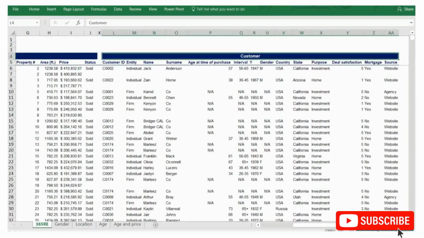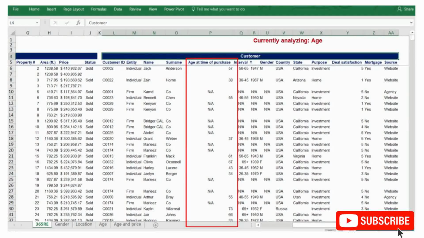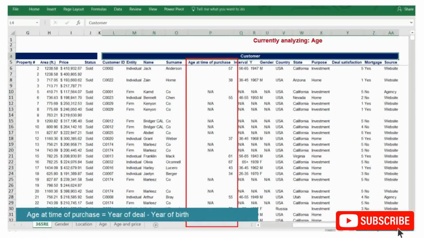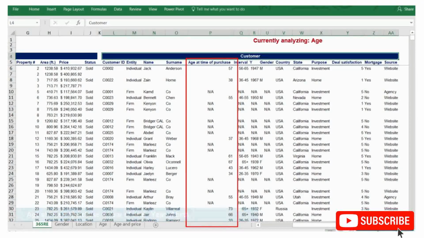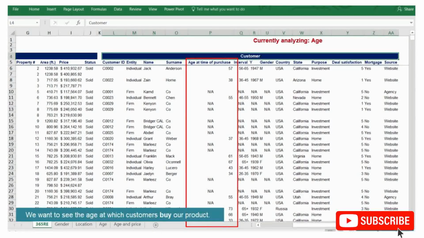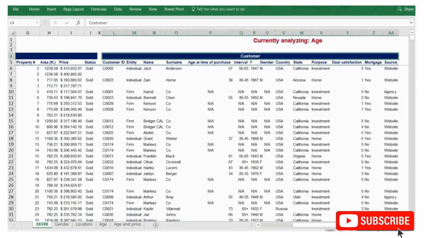Next, we want to see age. First, we have to note that age represents the age of the buyer when the deal was sealed. The formula used is the year of the deal minus the year of the birth of the buyer. We are doing this because we want to see the age at which customers buy our product. Their current age is irrelevant.